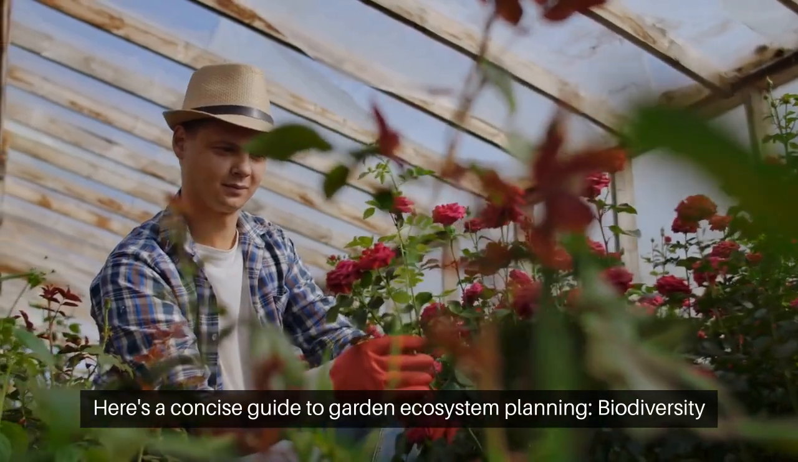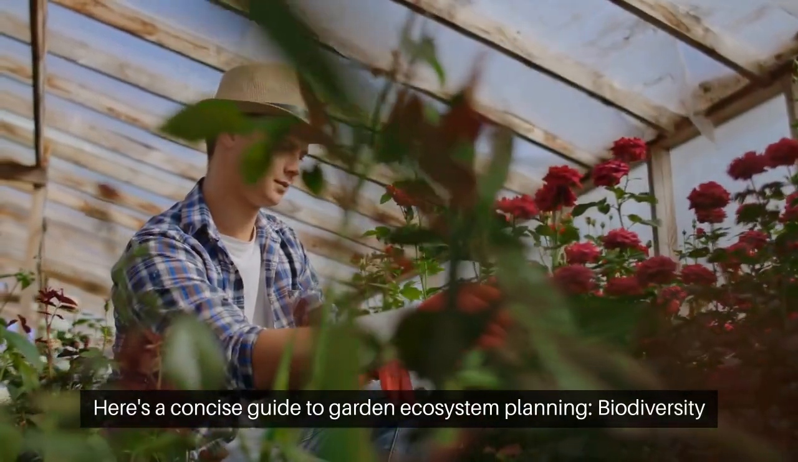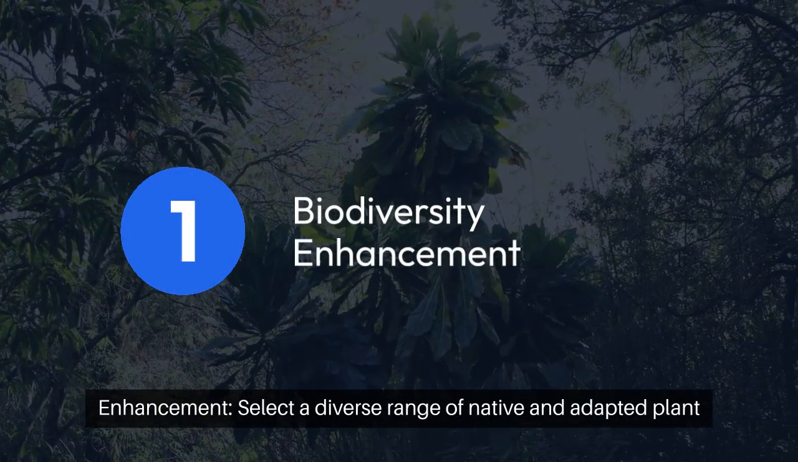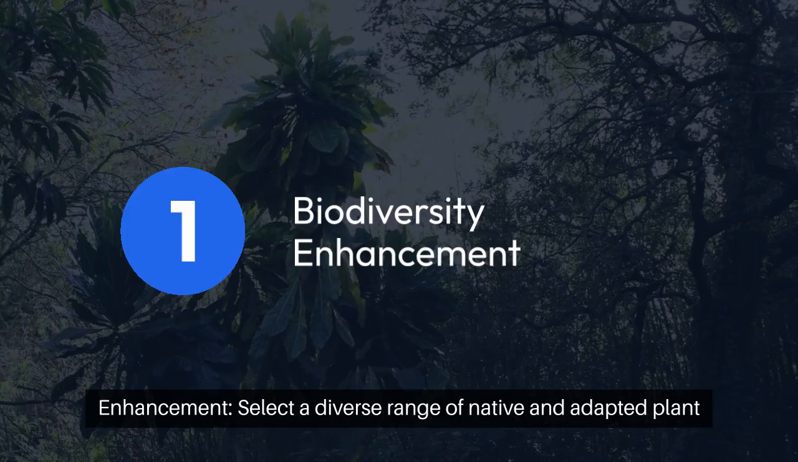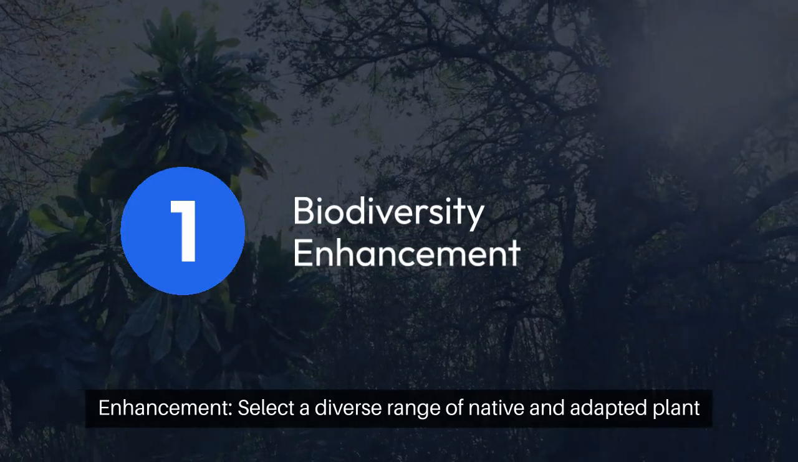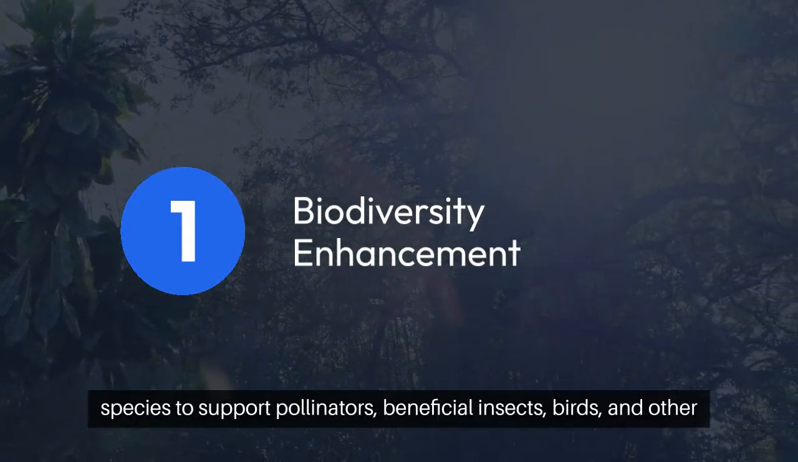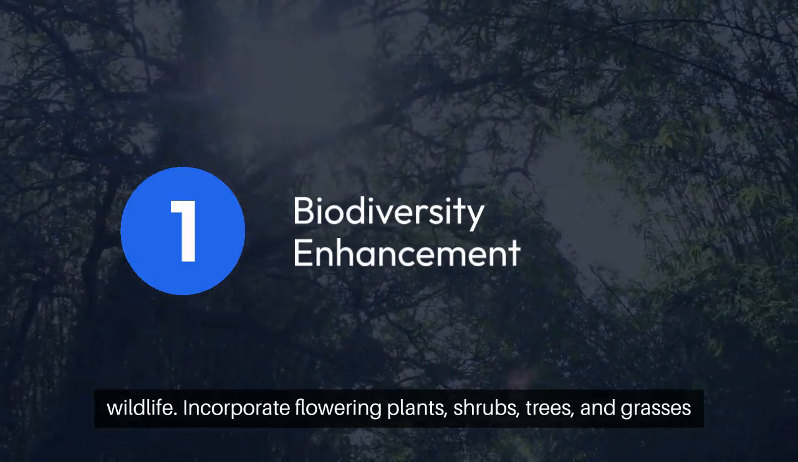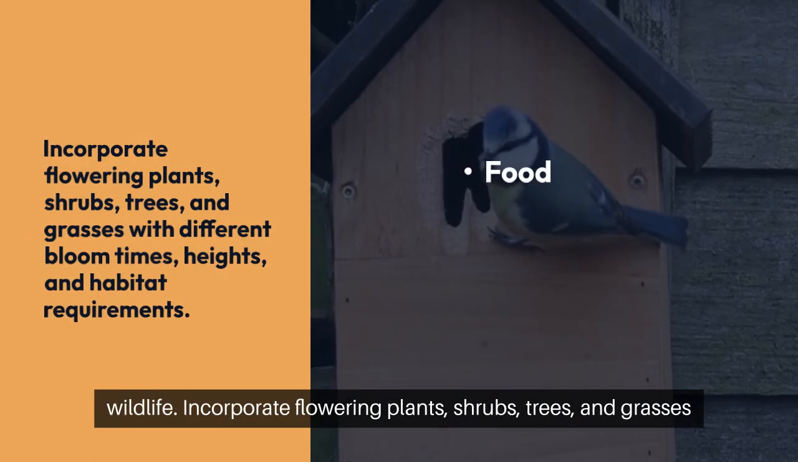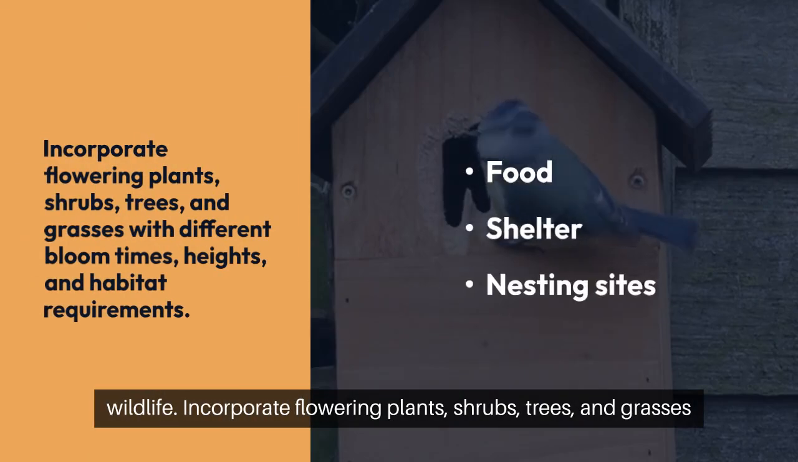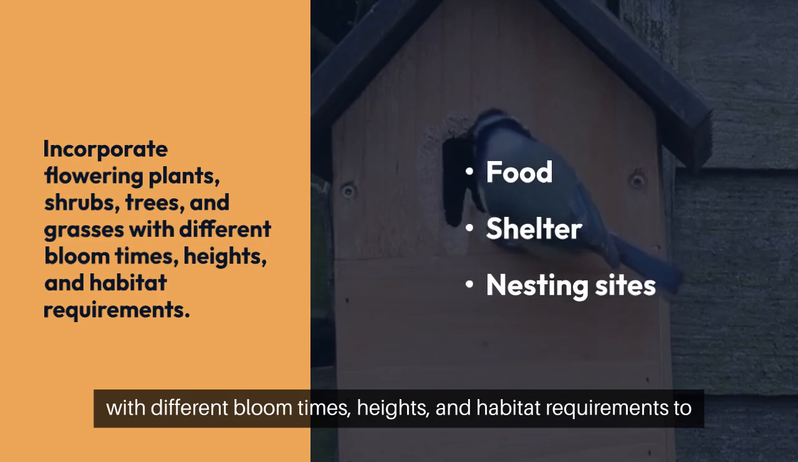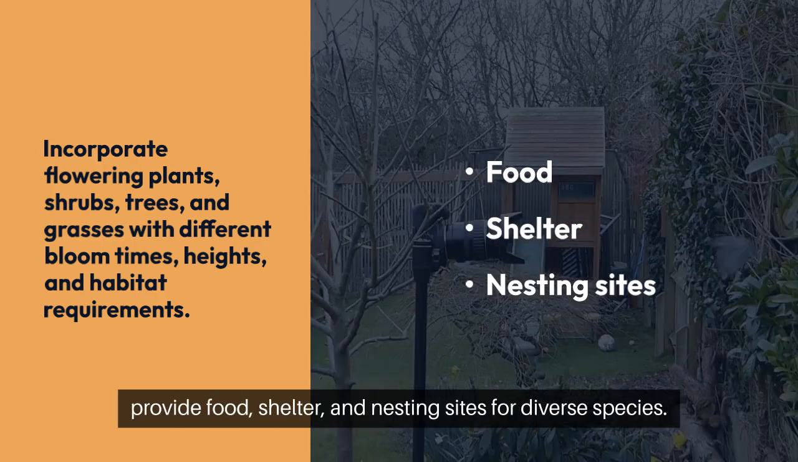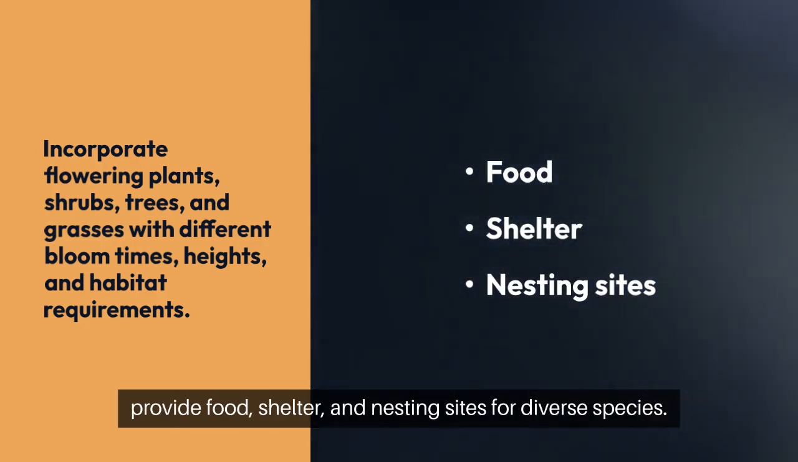Here's a concise guide to garden ecosystem planning. Biodiversity enhancement. Select a diverse range of native and adapted plant species to support pollinators, beneficial insects, birds, and other wildlife. Incorporate flowering plants, shrubs, trees, and grasses with different bloom times, heights, and habitat requirements to provide food, shelter, and nesting sites for diverse species.